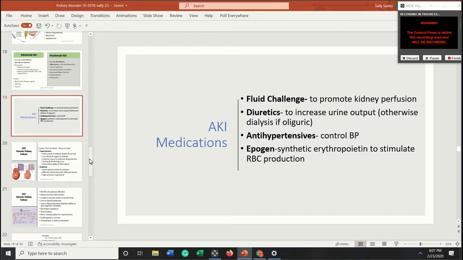We want to control the blood pressure, if not by diuretics, then antihypertensives. And if it becomes more severe, then we might need to give them Epogen, which is a synthetic erythropoietin to stimulate RBC production. But typically, we're going to see that in our chronic kidney failure patients.